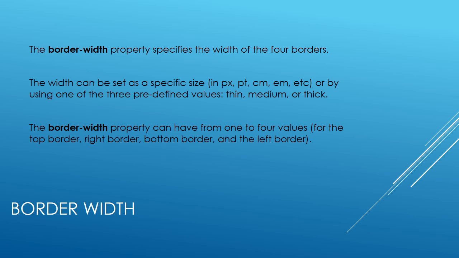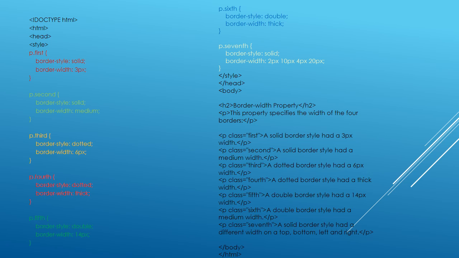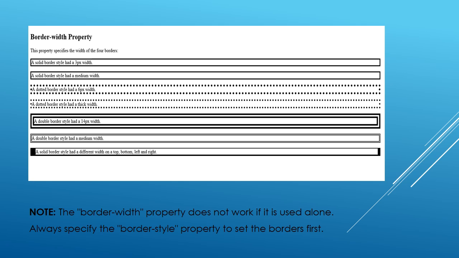The border-width property can have from 1 to 4 values, for the top border, right border, bottom border, and the left border. Example of border-width property. Note: the border-width property does not work if it is used alone. Always specify the border-style property to set the borders first.